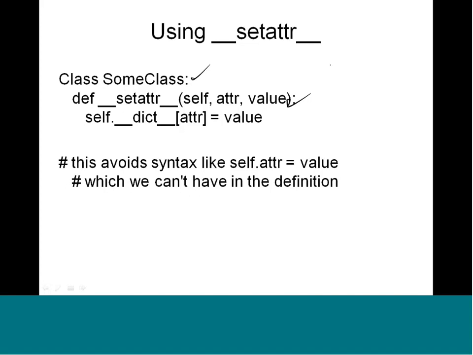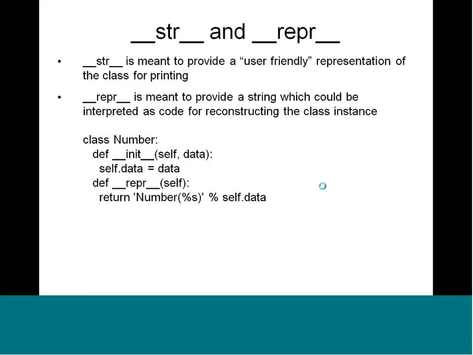So this is basically like we capture the initial value, and then when we say self dot underscore dict underscore attribute equal to value, then it will print the character. And this avoids the syntax like self dot attribute equal to value, which we cannot have in this definition.